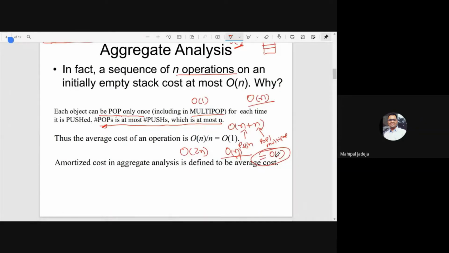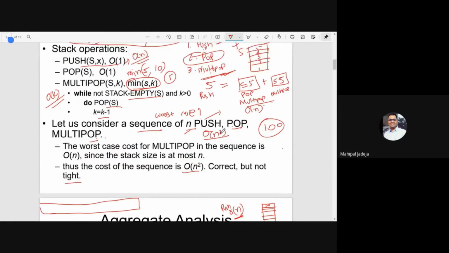any operation. And this doesn't make sense traditionally, because in traditional analysis, out of these three operations we could pick the expensive operation, which is multi-pop, and then argue that the sequence may contain n calls of multi-pop, and one call of multi-pop may take in the worst case order of n time, and therefore the overall complexity is order of n square, and the average complexity will be order of n.